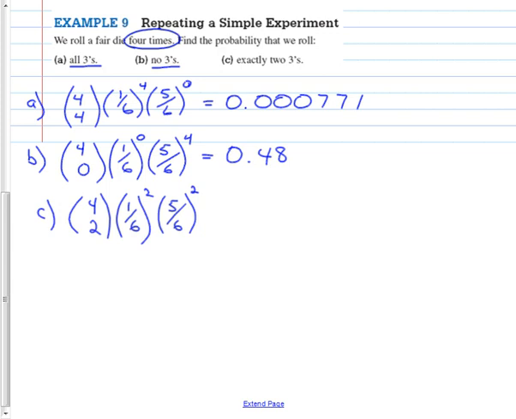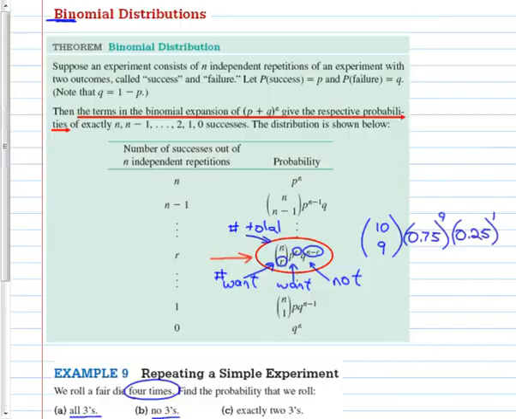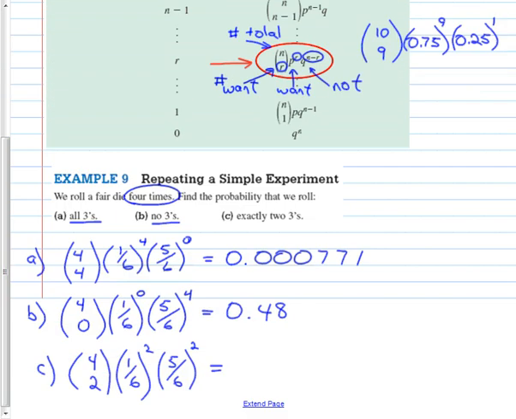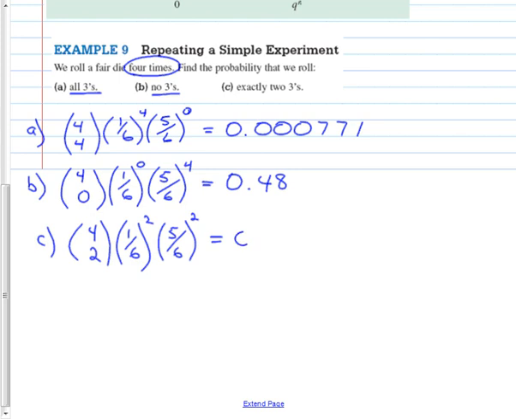You're going to have to do all of this in the calculator. No shortcuts on this one. 4 choose 2 times 1/6 squared times 5/6 squared. 0.12. 12% chance that you will get exactly 2 3s.